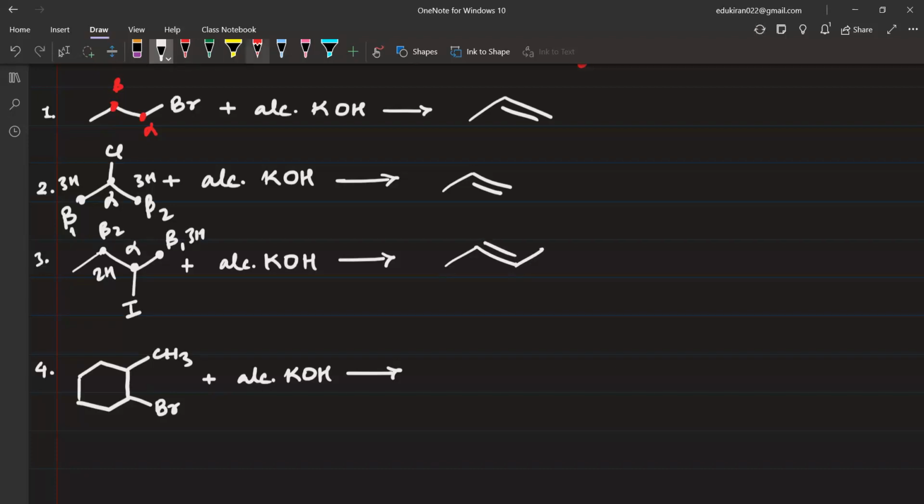Okay. Now again, we will first of all look at the alpha carbon. So this is the alpha carbon directly attached to the bromine atom, the halogen atom. This is beta 1 and this is beta 2. Now beta 1 has 1 hydrogen and beta 2 has 2 hydrogens. So we are going to make the bond between alpha and that beta which has fewer hydrogen atoms. So we'll keep everything apart from the bromine, then make a double bond between alpha and beta. And which beta? The one having fewer hydrogen atoms. Write this quickly.